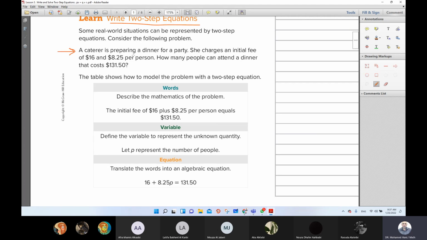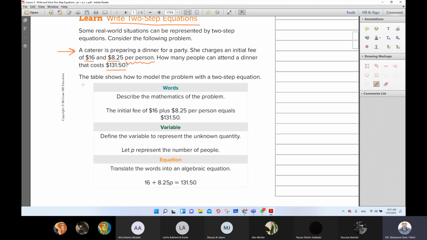A caterer is preparing a dinner for a party. She charges an initial fee of $16 and $8.25 per person. But we don't know how many people. So this is an unknown value. How many people can attend a dinner that costs $131.50?